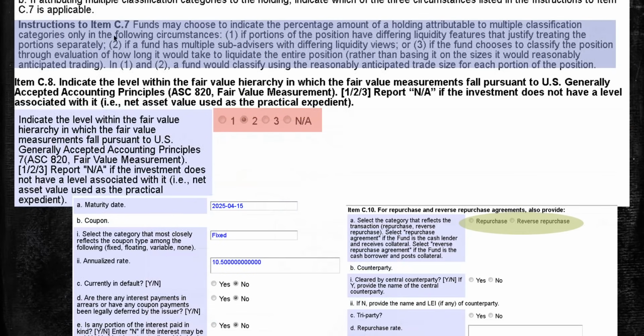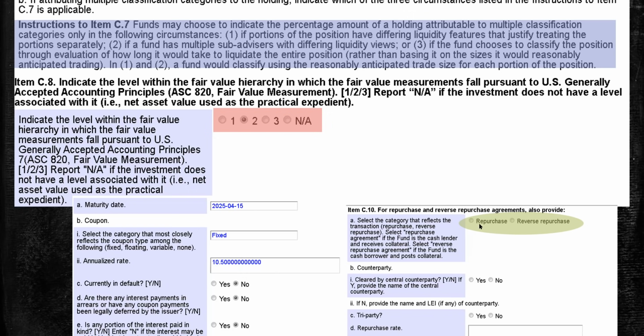Moving on here, on line C7 or instructions to C7, there is actually a hierarchy that rates the fair value. So 1, 2, or 3 are the options, and it gives you an explanation right here. It says 1, if portions of the position have differing liquidity features that justify treating the portions separately; 2, if a fund has multiple sub-advisors with differing liquidity views; or 3, if the fund chooses to classify the position through evaluation of how long it would take to liquidate the entire position. And then looking on right here, we see that it matures on April 15th, 2025 at a fixed rate of 10.5, currently not in default.